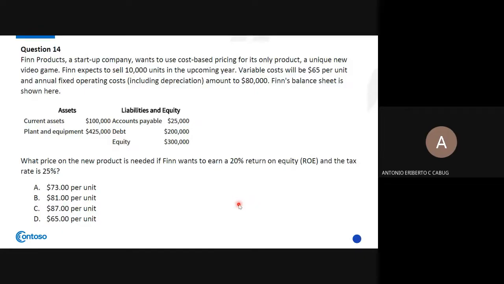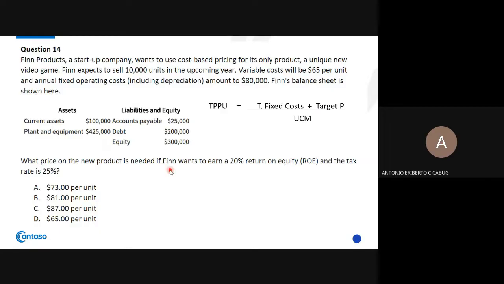Fin Products, a startup company, wants to use cost-based pricing for its only product, a unique new video game. Fin expects to sell 10,000 units in the upcoming year. Variable cost will be $65 per unit. Annual fixed operating costs, including depreciation, 80K. The balance sheet is shown here. What price on the new product is needed if Fin wants to earn 20% ROE?